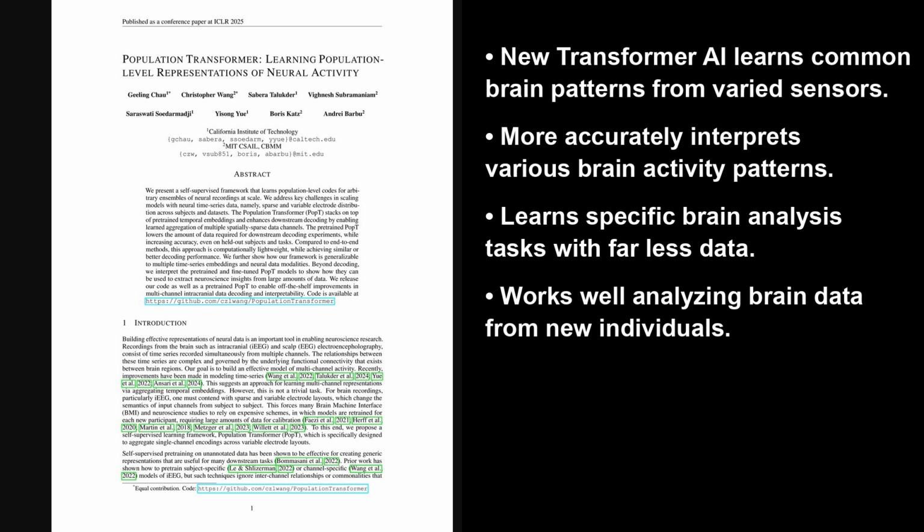It's a self-supervised framework, meaning it learns from unlabeled data to create broad understandings or population-level representations from various neural recordings. The clever part is how it handles inconsistent electrode placements by using a transformer architecture, a powerful AI model type, to combine existing single-channel temporal embeddings, which are like summaries of activity over time from each electrode.